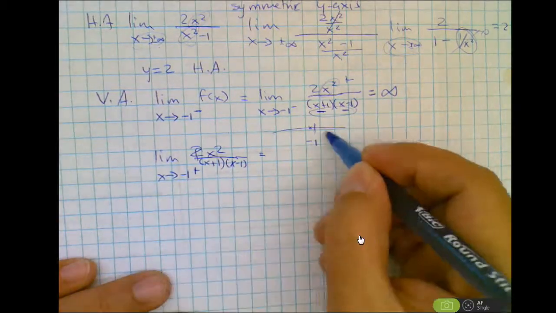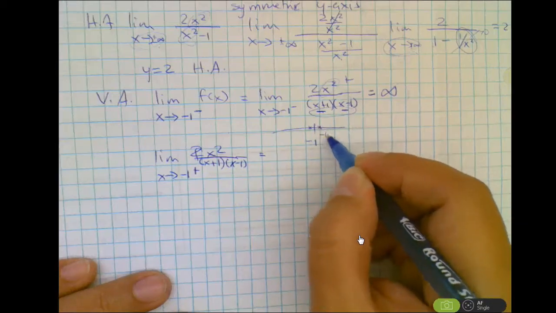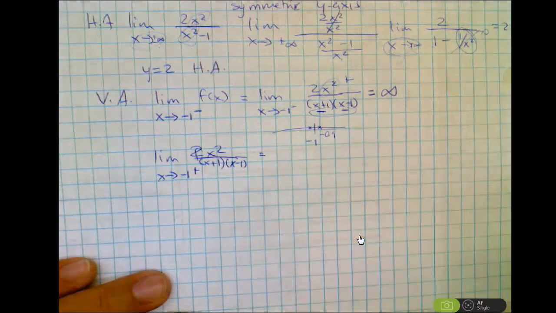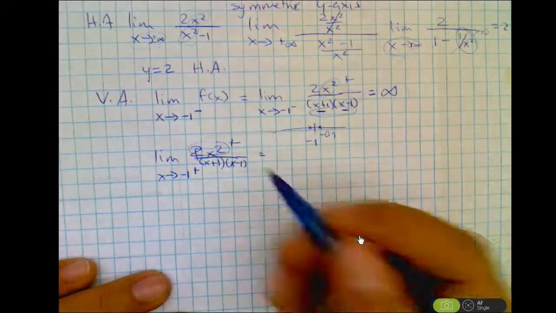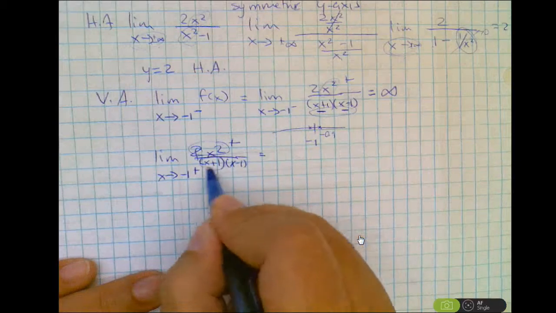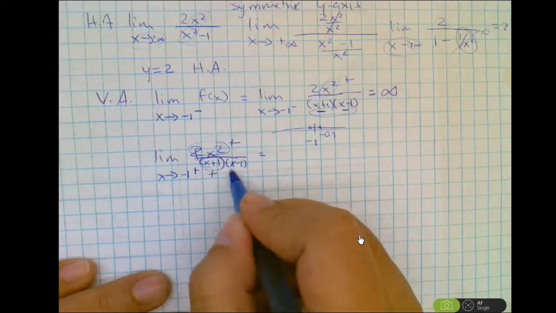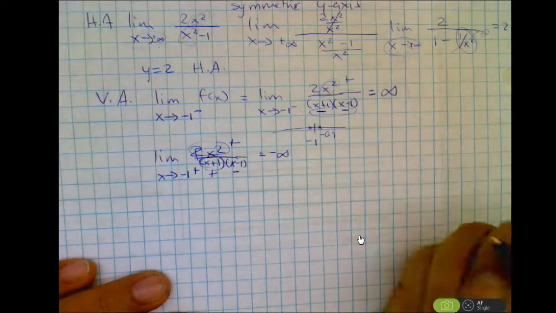Now negative 1 from the right, being very close to negative 1 would be, I don't know, negative 0.9. Pick a small number, don't pick 0, that's too far. So this will still be positive because it's squared, and this will be positive, negative 0.9 plus 1 is positive, and this will be negative, so this will be negative infinity.